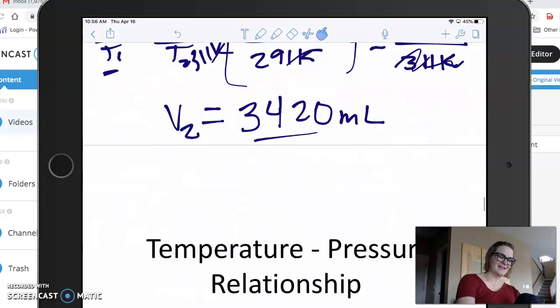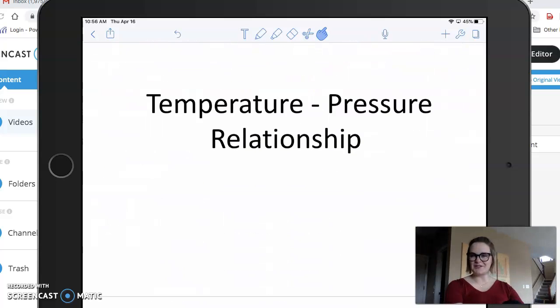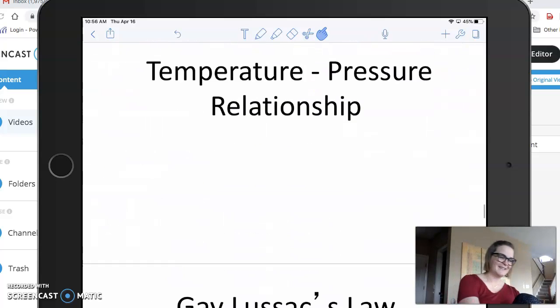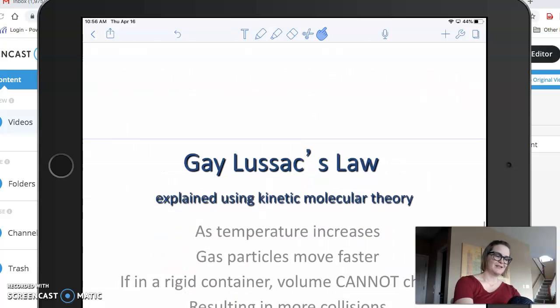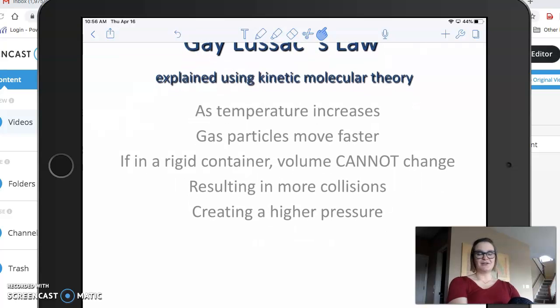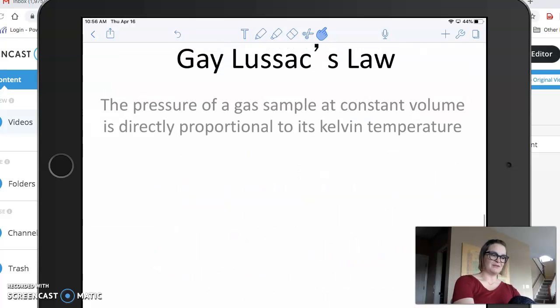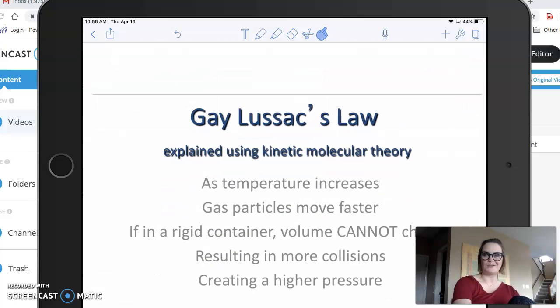Magical. Next one. Let's look at temp and pressure. We call this Gay-Lussac's law. And this gentleman figured out that they are directly proportional as well. So just like Charles' law. Now, the one thing I do want to point out is we are keeping volume constant. So now we're not talking about a balloon anymore. We're talking about like a rigid container.